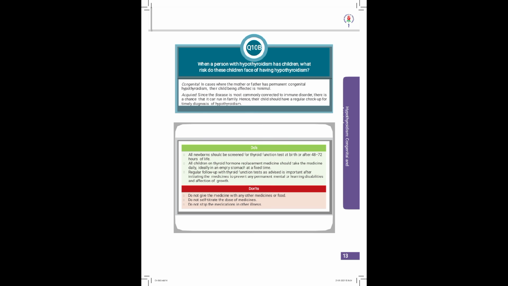Another question is, when a person with hypothyroidism has children, what risk do these children face of having hypothyroidism? Well, for congenital cases, where the mother or father has permanent congenital hypothyroidism, their children being affected is minimal. But for acquired cases, since the disease is most commonly connected to immune disorder, there is a chance that it can run in families. Hence, their children should have a regular checkup for timely diagnosis of hypothyroidism.